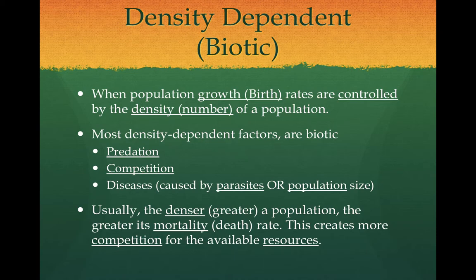A really common one in deer is blue tongue. If the population gets too dense inside of an area, they'll actually develop a disease known as blue tongue and it'll kill them. Usually the denser, or that means the greater a population, that also means the greater the mortality rate, which basically means the greater their death rate. This creates more competition for those available resources. And whenever we say resources, what we're talking about is food, water, the ability to mate.